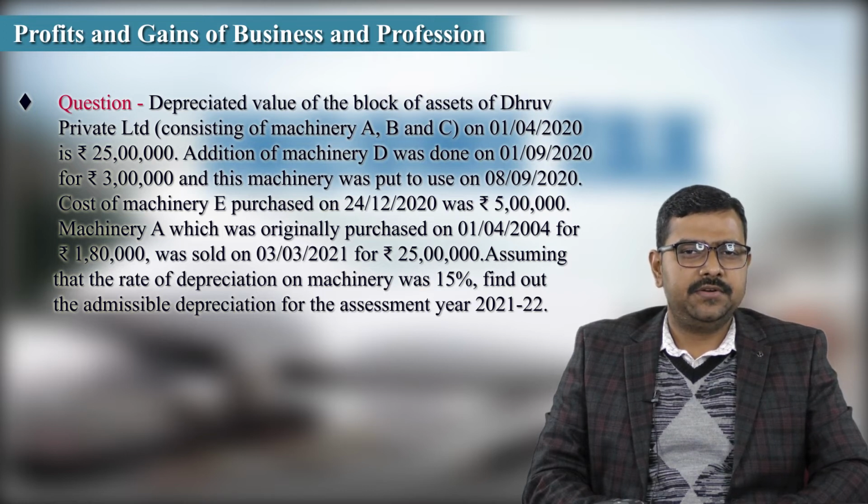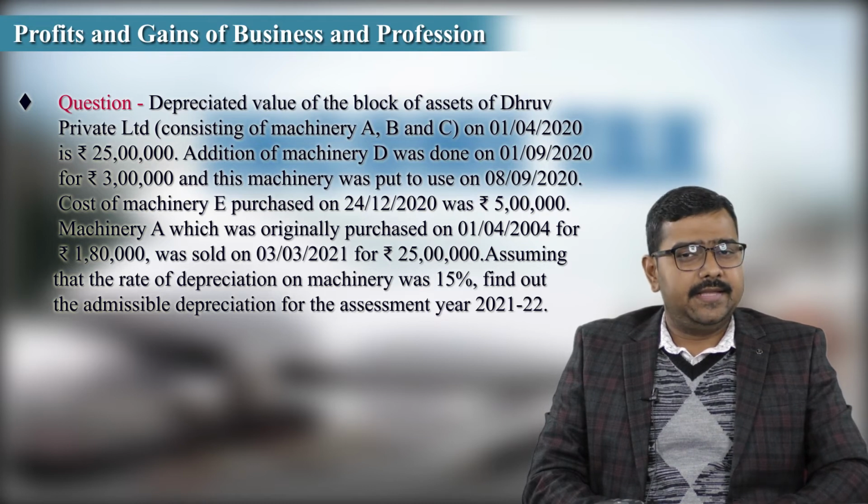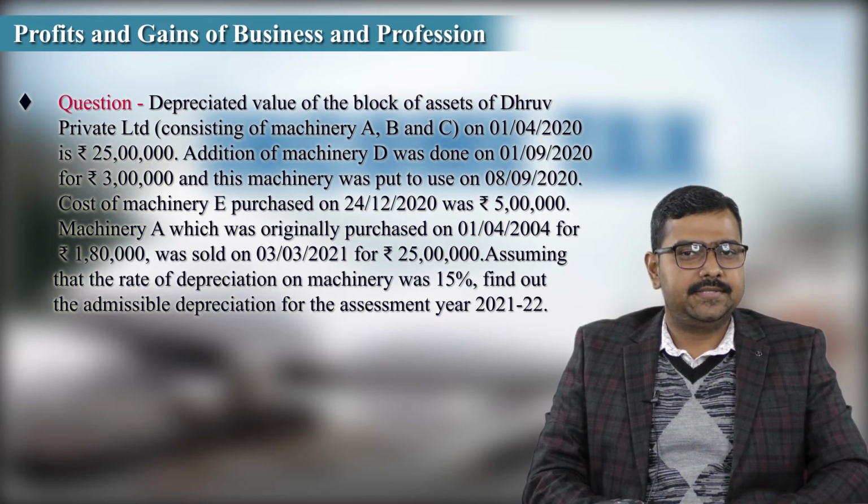Addition of machinery D was done on 1st September 2020 for rupees 3 lakh. So, Dhruv Private Limited purchased machine D on 1st September 2020 for rupees 3 lakh, and this machinery was put to use on 8th September 2020. So, this machinery was purchased on 1st September 2020 and it is put to use on 8th September 2020. You can see that if the asset is put to use on 8th September 2020, that means the asset is put to use for more than 180 days, then the full rate of depreciation shall be allowed.